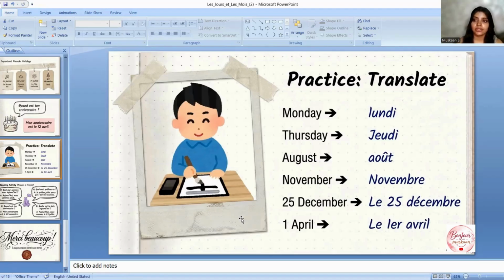Like "vingt-cinq," I've already taught you numbers in a previous video, so you can go watch that video if you don't know how to say numbers in French. And last is 1st April, "le premier avril." So it will be "lundi, jeudi, août, novembre, le 25 décembre et le premier avril."